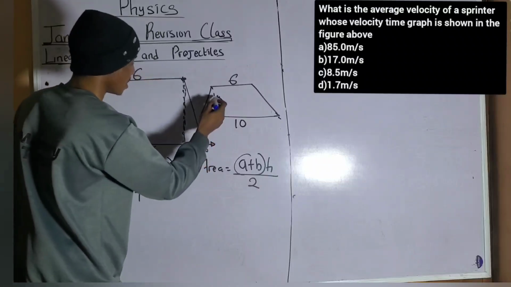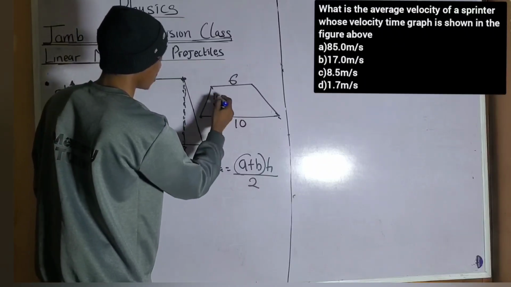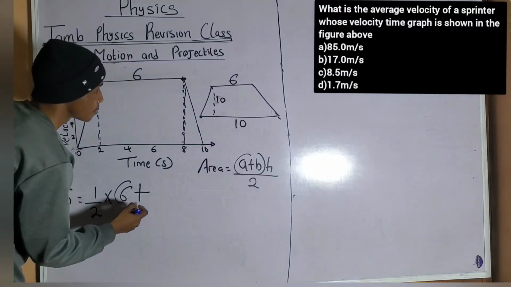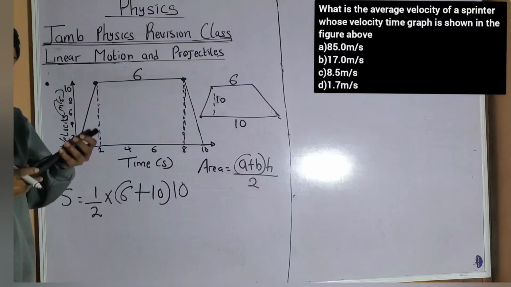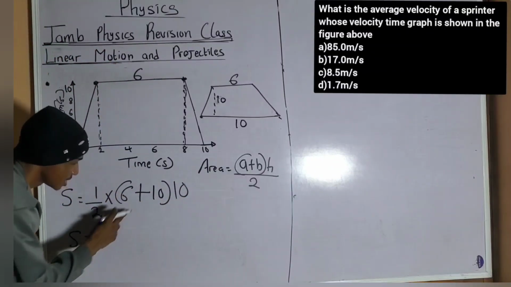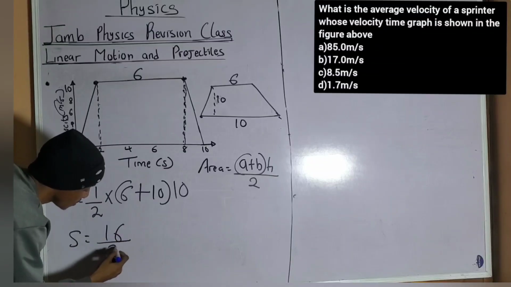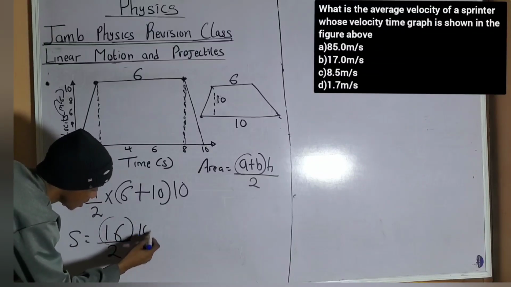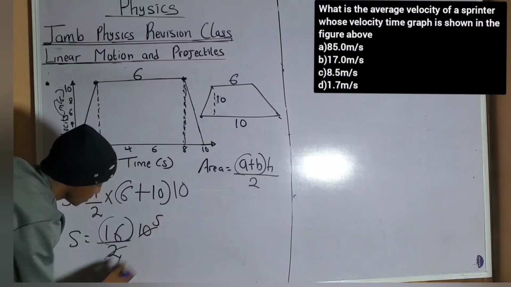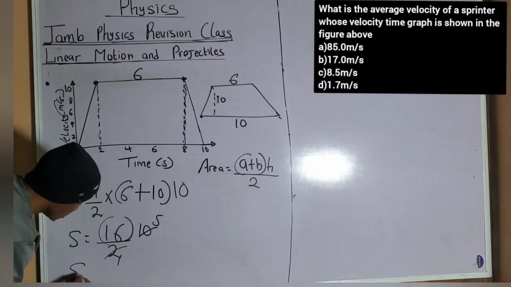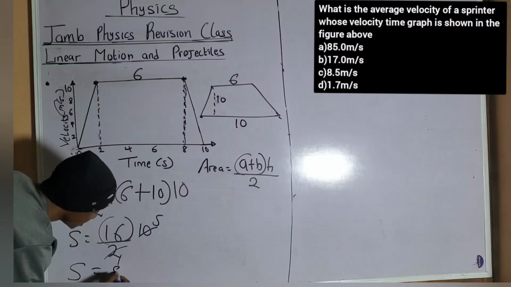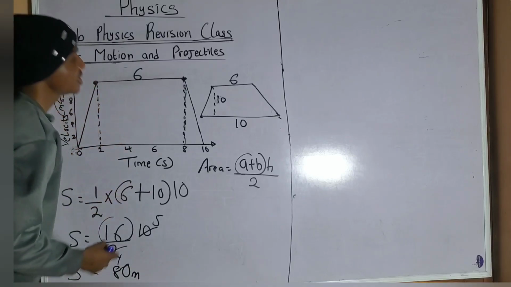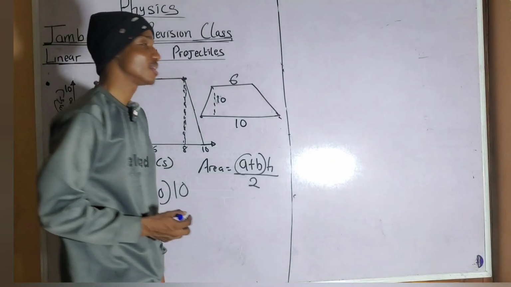So I'm going to have here 6 plus 10 multiplied by 10. Do you understand? S is equal to 6 plus 10, 16, over 2, multiplied by 10. Okay, 2 here 1, 2 here 5. 5 times 16 is 80. So the total distance traveled by the object is what? 80 meter. Okay, now we can easily calculate the velocity.